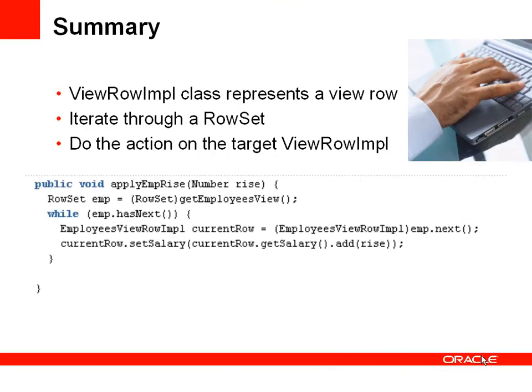So to summarize, we took a ViewRowImpl class from the department's view object, and for that department's view object, we found a RowSet, or a collection of rows, for the employees. For each employee row, which was a ViewRowImpl itself, we went round each employee, received the current row, and then made a call to setSalary.